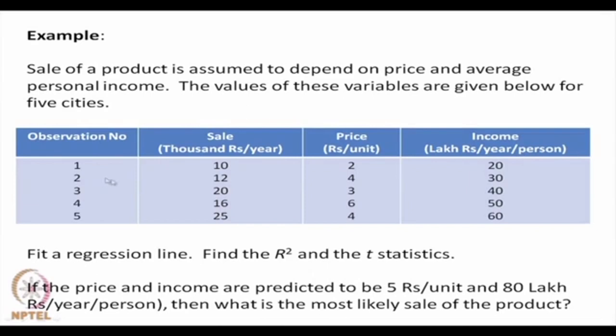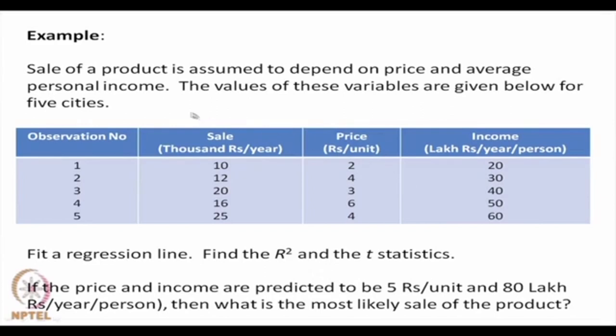City number 2, sale was 12,000 rupees per year, the price of the product selling there was rupees 4 and the average personal income was 30 lakh rupees per year per person. So, like that, in 5 different cities, 5 values of sale and the prevailing unit price of the product in each of these cities, and the average personal income of a person per year in terms of lakh rupees per year per person were also found out. So, this is the table of observations.